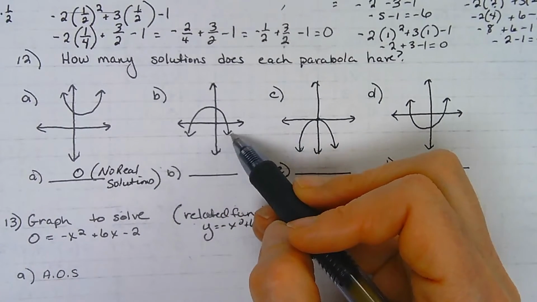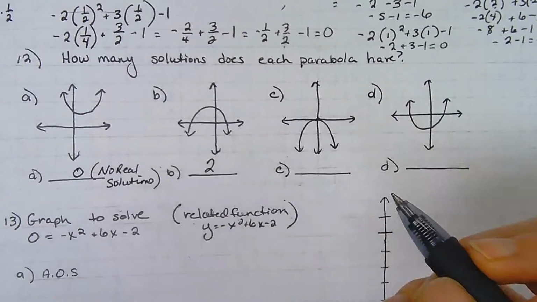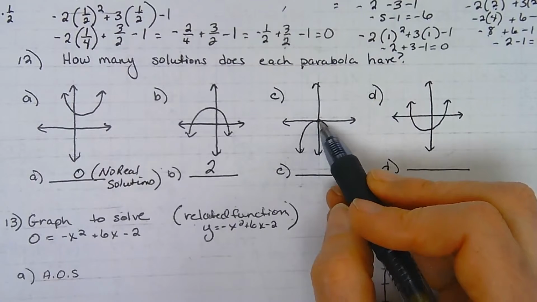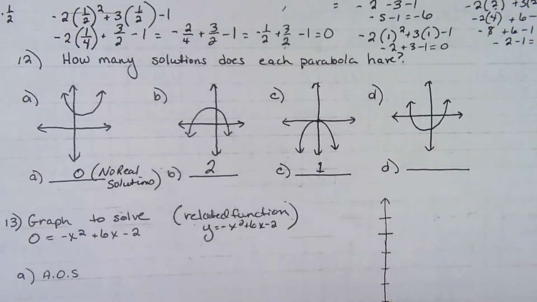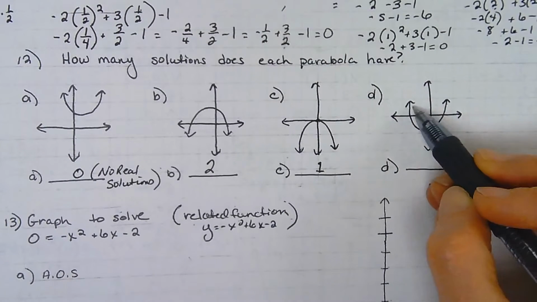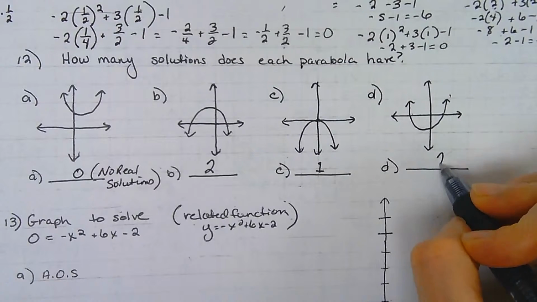This parabola crosses the x-axis twice, so there's 2 solutions. Here, it touches the x-axis once, so there's 1 solution. And here you can see the parabola, even though it's going up, it most certainly crosses the x-axis in 2 places.